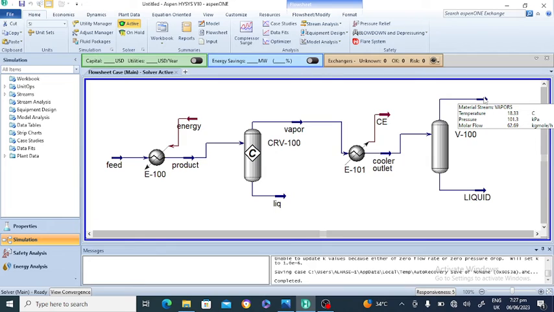Now close this one, and this is the molar flow rate. The molar flow is 62 kilogram mole per hour in this vapor, and the molar flow rate of the liquid from the flash separator is 97 kilogram mole per hour. So this is the liquid.